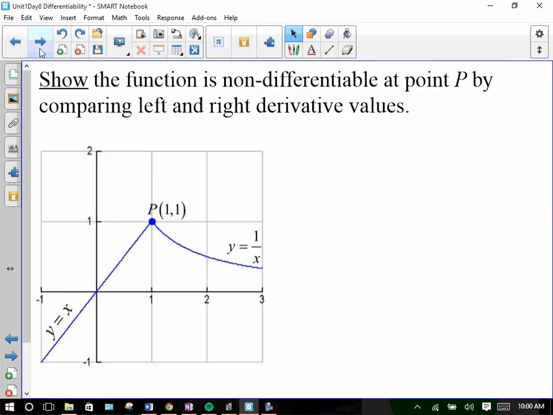All right. So this problem says, show the function is non-differentiable at point P by comparing left and right derivative values. Okay, so what it's asking us to do here is show that it is non-differentiable. So just by looking at that, could we give a reason why it's not differentiable? It is a cusp.